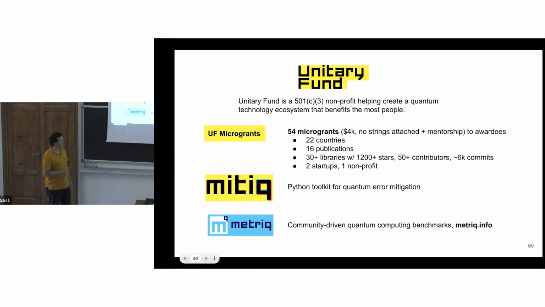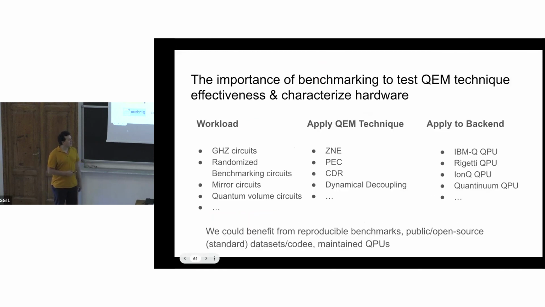One project I want to mention is Metriq, an online platform that you can find at metriq.info. It's basically a community-driven quantum computing benchmark platform. We did mention a couple of times that you can have different workloads, apply different quantum error mitigation techniques, and apply them on different backends. And all of this ends up with different results. It's very hard right now to know where the state of the art is.